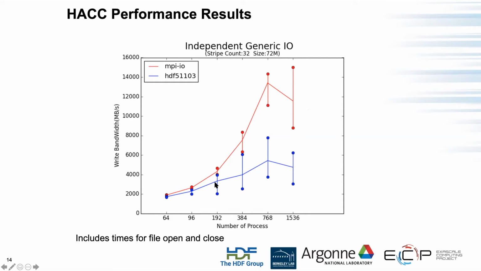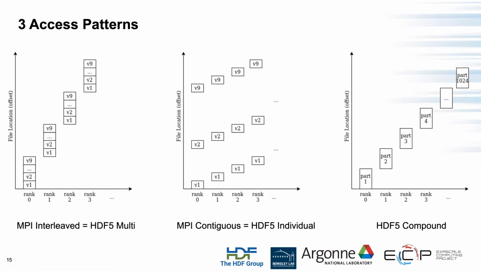Compared to the HDF5 performance, which is not so good comparatively. And this includes both the time to open a file and close the file. So we were wondering what's the difference between these two, because underneath HDF5 uses MPIO to write the data. So why are we seeing such a large difference in performance between the two?